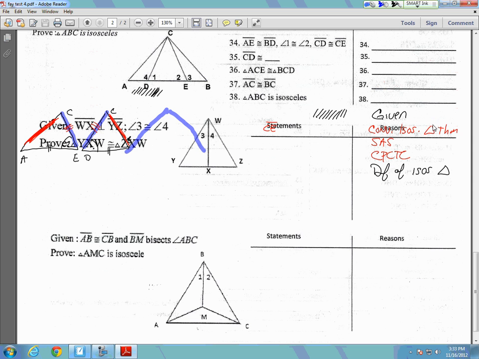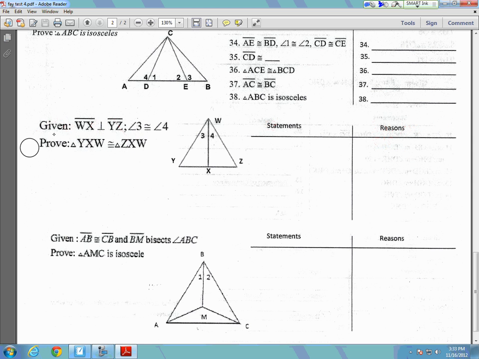This question here, second to last, you are given WX is perpendicular to YZ, and angle 3 is congruent to angle 4. I want to prove these triangles congruent, so that's your given.